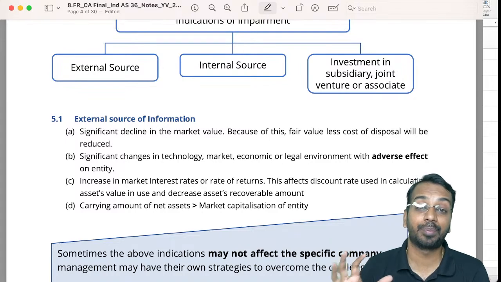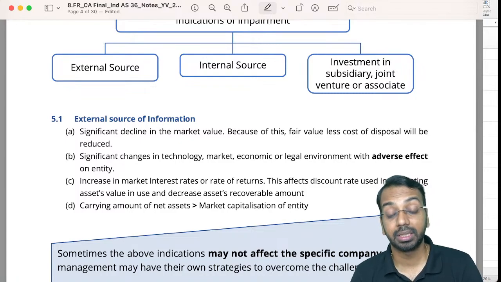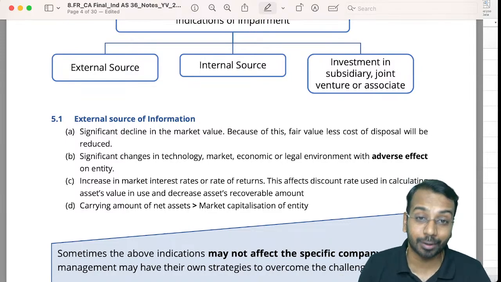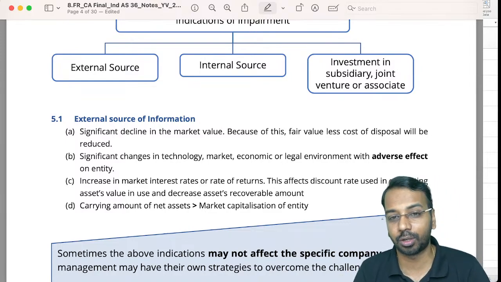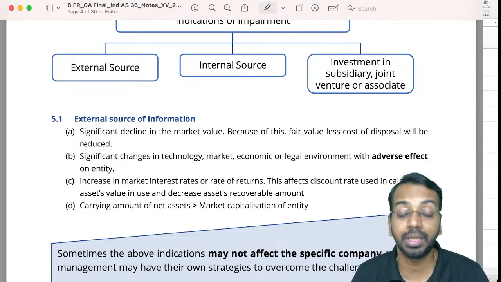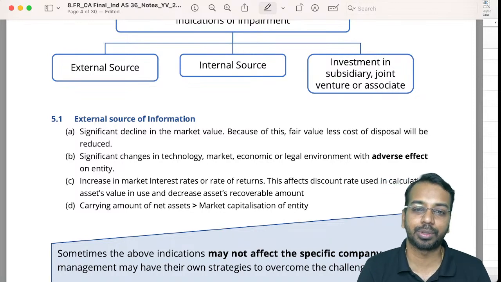For example, I purchased a computer for my animation purpose. Now, in the market, technology is changing very quickly. AI related tools have come up. I can get better output using new types of computers and technology. Now, when this technology changes fast, my existing computer may not be able to recover the amount. So I can say the existing computer may be impaired.